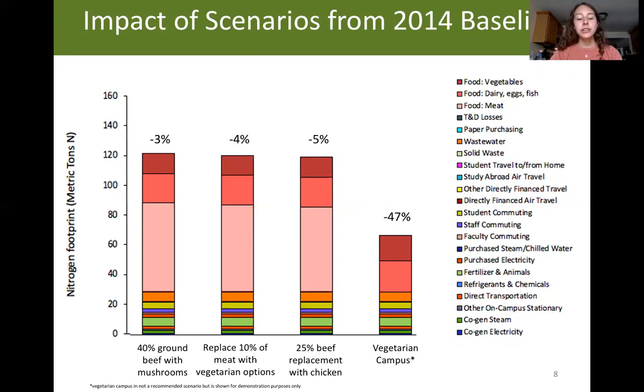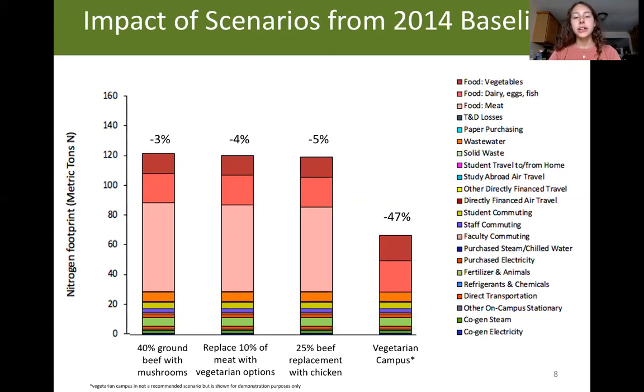The second one here is replacing 10% of meat with vegetarian options. This is not something that UNH is currently doing. However, it would result in a 4% decrease. And the third one here is replacing 25% of beef with chicken. Again, not something that UNH is currently doing. However, it would result in a 5% decrease of the overall nitrogen footprint.